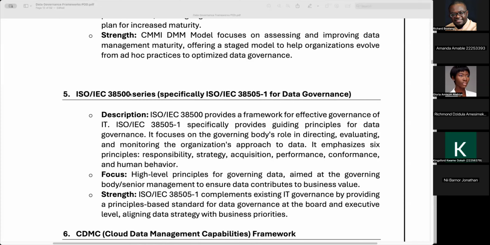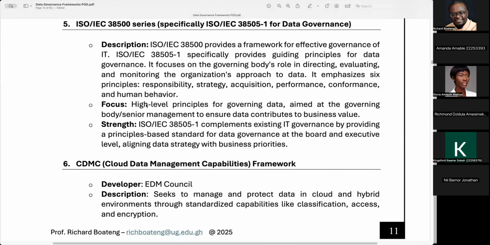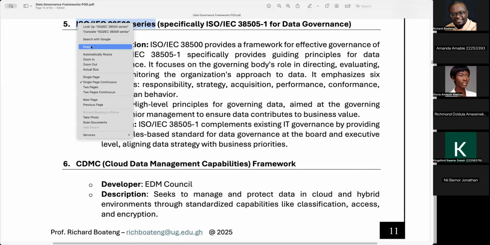So top-down guidance. Very much top-down. It provides 6 core principles for the effective governance of IT, and specifically data. It really emphasizes the governing body's direct responsibility to evaluate, direct, and monitor the organization's data management practices. Its strength is ensuring that data governance is driven from the very top, aligned with the organization's overall strategy and risk appetite, and focused squarely on responsible, ethical management.